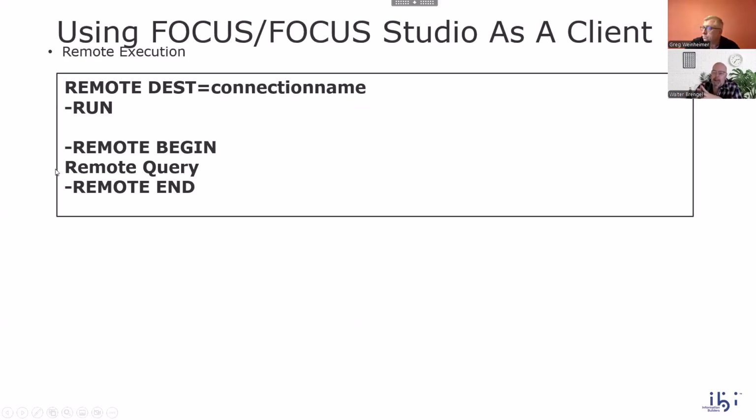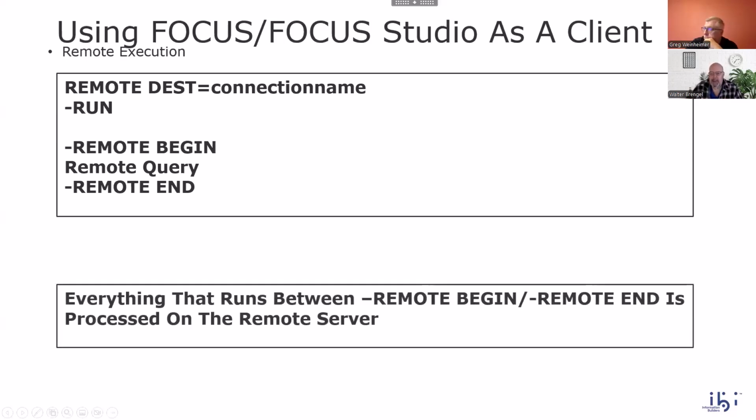If you have a procedure, if you want to run your own ad hoc code, you can say remote dest equals connection name. So in our case, it would be CMWinW or CMWinJ or Office. I'm going to do a dash run because I want to run the remote destination so it's active. And then between the remote begin, remote end, I can put a remote query. So I can put a table request, I can put a define, I can put a whole chain of commands to create a report, and they will get run on the remote server. So everything between the remote begin, remote end will run remotely.